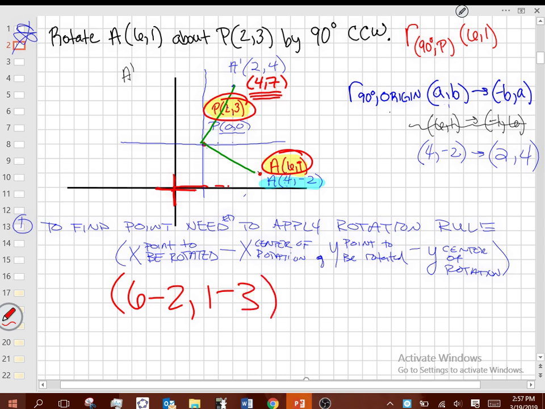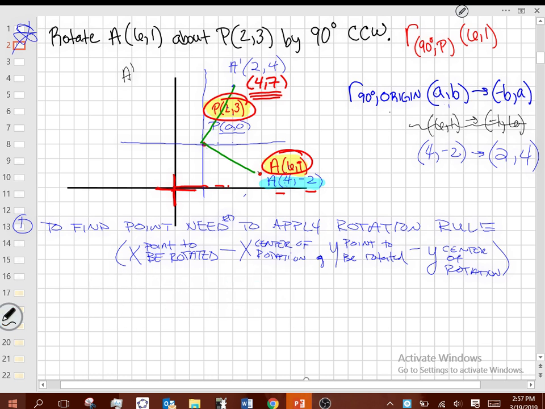What's 6 minus 2? That's 4, right? What's 1 minus 3? That's negative 2. Okay? That is essentially the exact same thing as counting over from that blue point (0, 0), right? Because we talked about the other day that the quicker way for counting is to subtract, is it not? And that's what we're doing. Okay? So that's the first thing you're going to do.